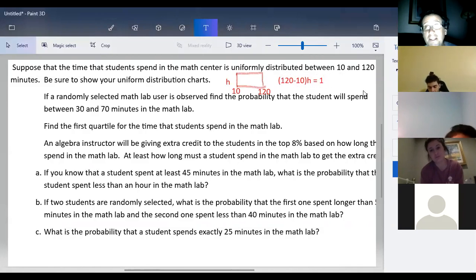I should have mentioned that we are doing some algebra today, whether you like it or not. But the good news is it's very beginning algebra. We're not doing logarithms or any of the weird stuff that you might have not liked before. Okay, how do we solve for h? Divide by 110. Exactly. So we get h is 1 over 110.